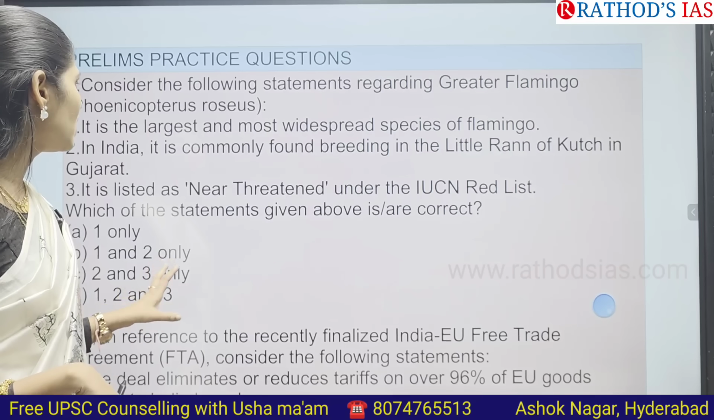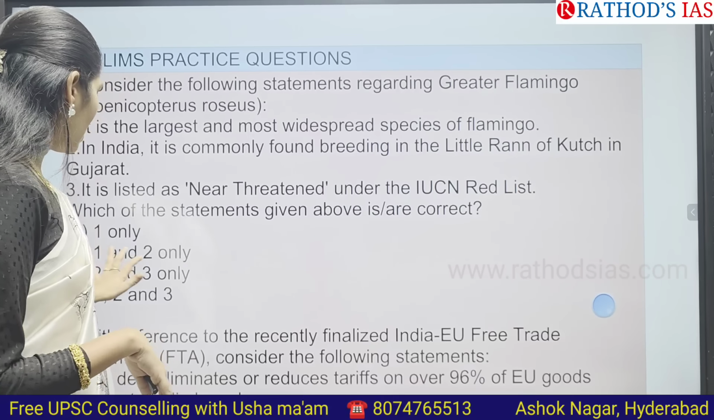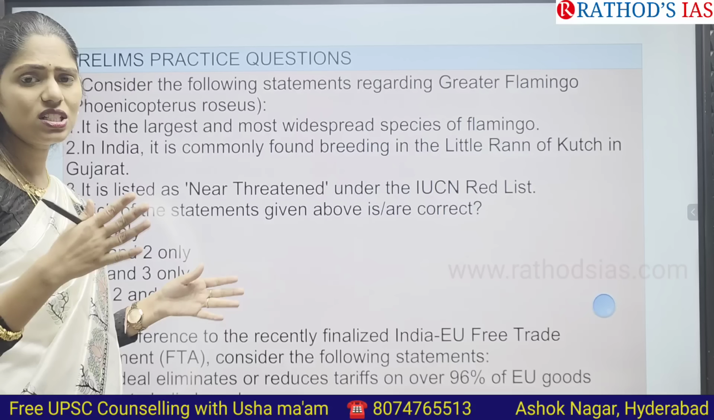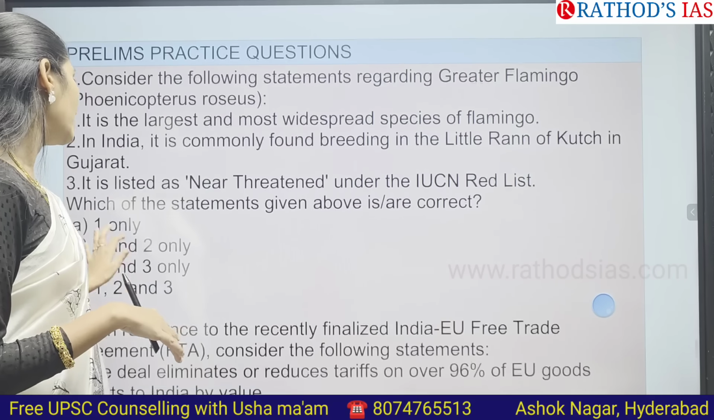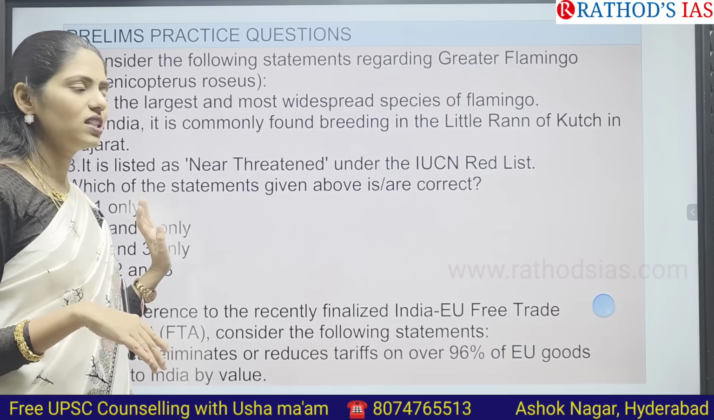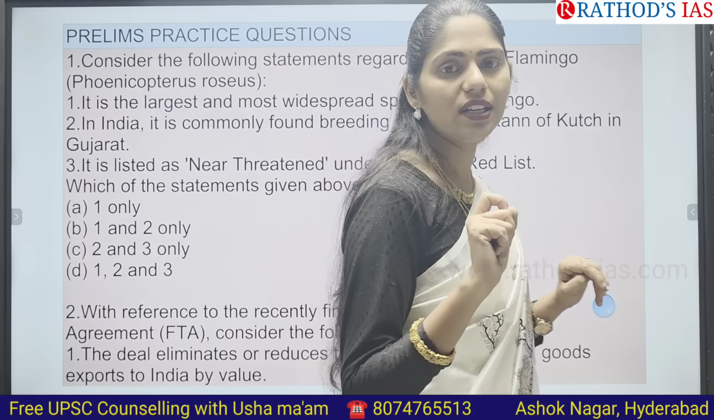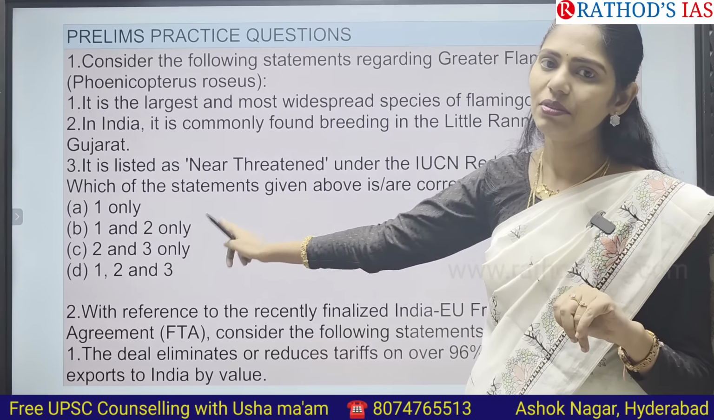And second one is, in India it is commonly found breeding in, yes, it is also seen. Based on the migration of this flamingo, it can reach different areas based on the seasons as well. The second is also right. And if you see the third one, it is listed as near threatened. But what we discussed, it is listed as least concern, not near threatened. So here you can eliminate this third statement. The correct answer will be 1 and 2 only.